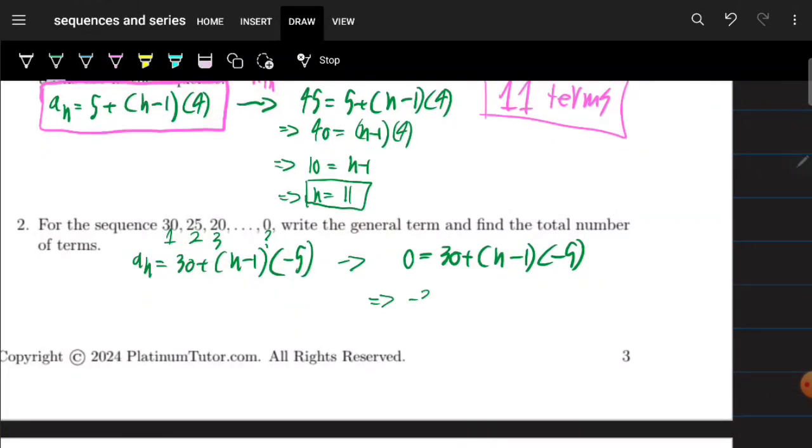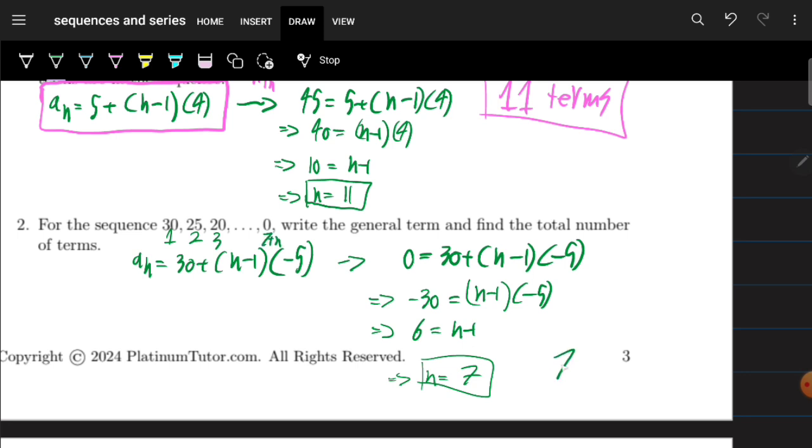Subtract 30 from both sides. Divide by negative 5 on both sides. If we divide by negative 5, this goes away, and negative 30 divided by negative 5 is 6. Adding 1 to both sides, we get n is equal to 7. So 0 is the 7th term, and so there are 7 terms total.